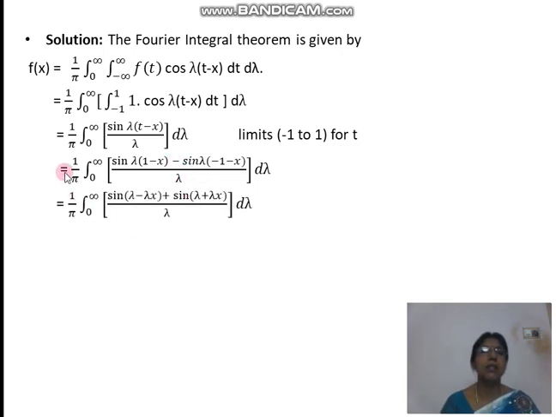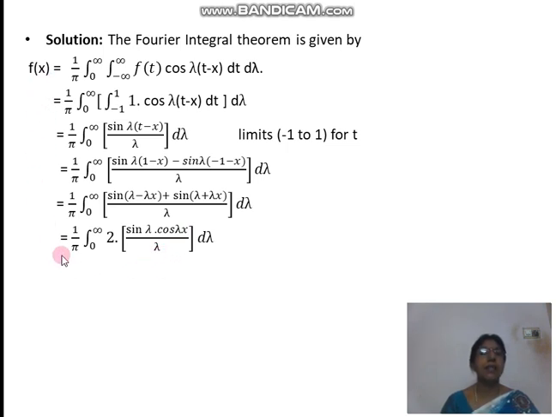Taking the common minus of minus out, we get 1 by pi integral 0 to infinity sin(λ − λx) plus sin(−θ), which is minus sin θ. So take the minus completely outside, minus minus gives plus: sin λ into (1 + x), sin(λ + λx). It can be written in the form sin(a + b) plus sin(a − b). Take λ as a and λx as b: sin(a + b) plus sin(a − b) equals 2 sin a cos b. So 2 sin λ cos λx by λ.